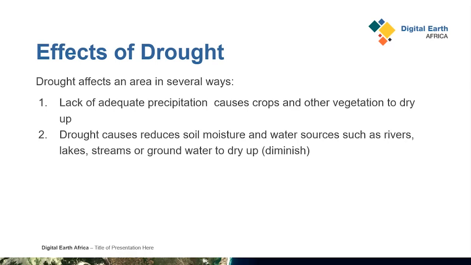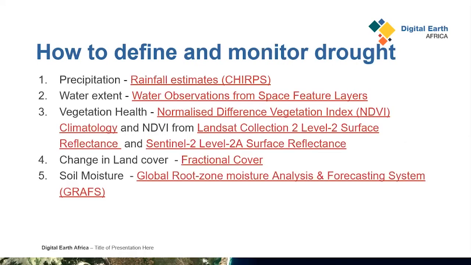Now, measuring precipitation in itself is not a complete indication of drought, but we can also measure these effects of drought that I've mentioned. So we'll be using the following data sets in trying to define a good method of how to monitor drought. For precipitation, which is the major definition of drought, we'll be using the rainfall estimates from the CHIRPS data.